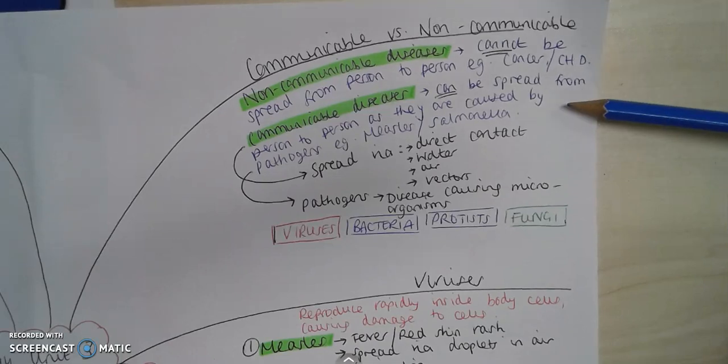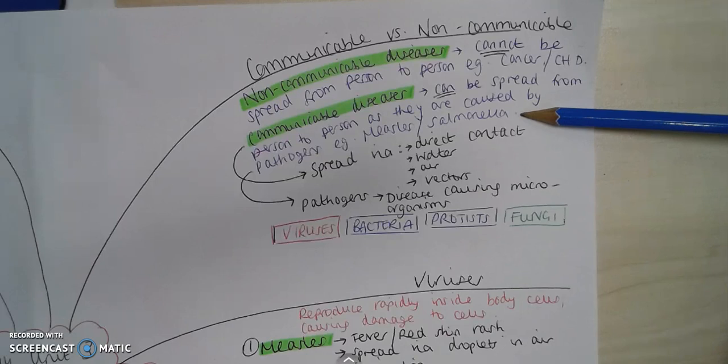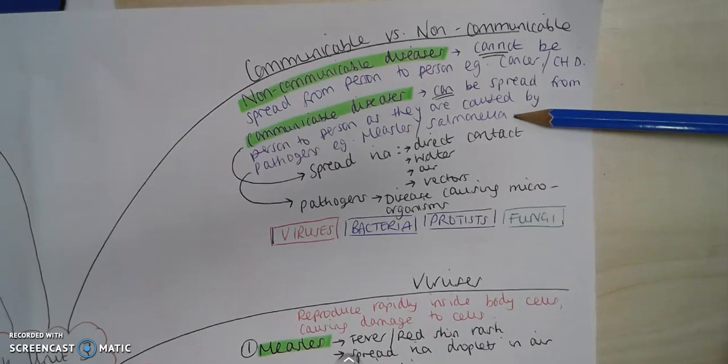Communicable ones, which is what we're going to focus on in the remainder of this section, are diseases that can be spread from person to person as they're caused by pathogens. Typical examples are things like measles and salmonella. We're going to look at some more specific ones for each of the different pathogens in a minute.